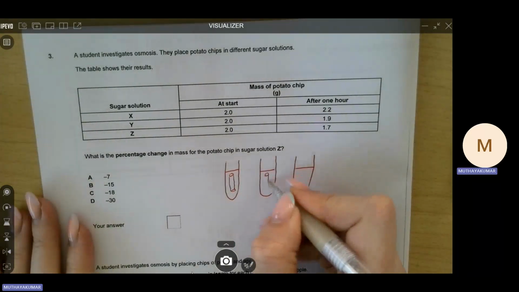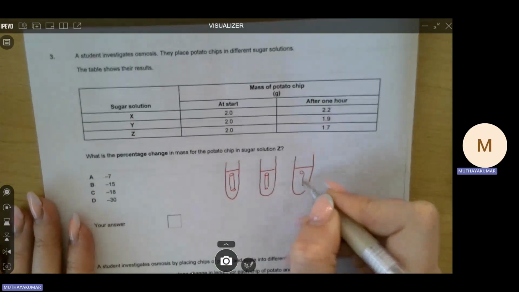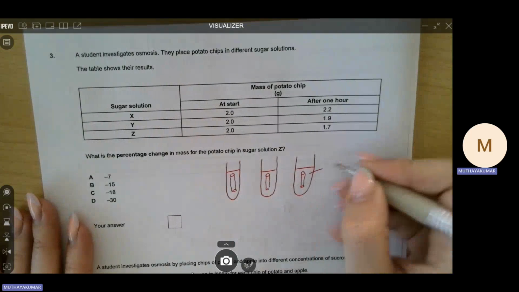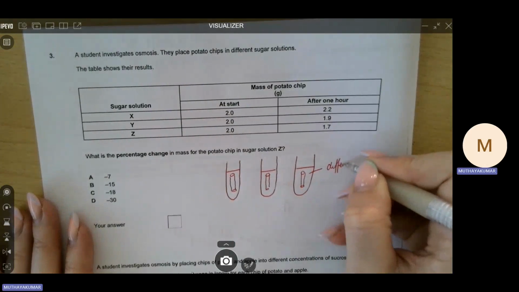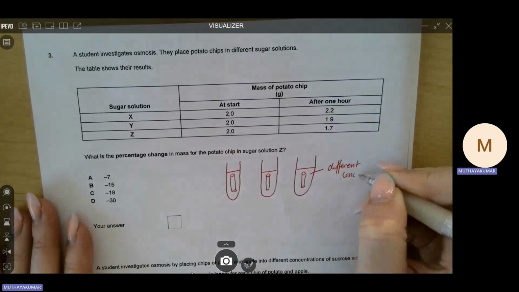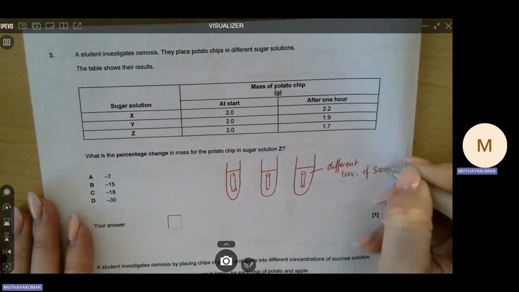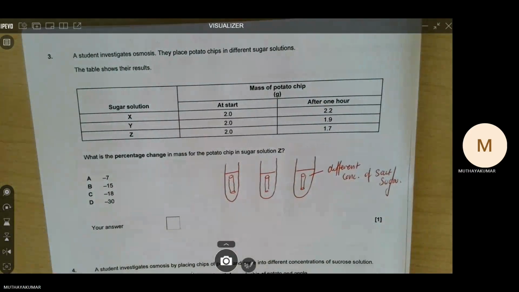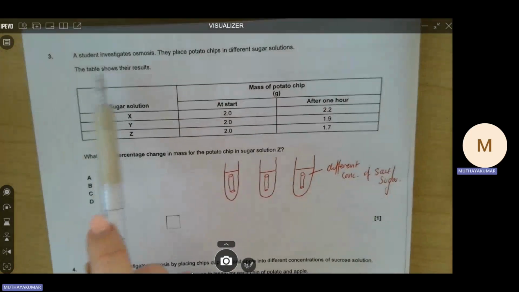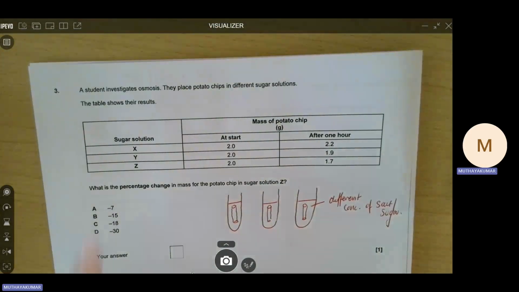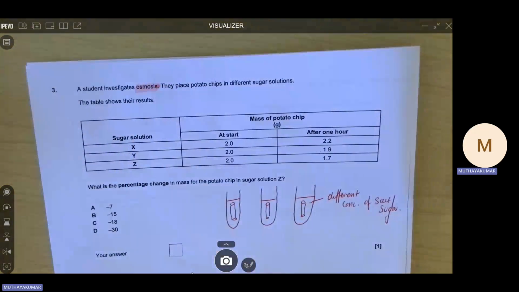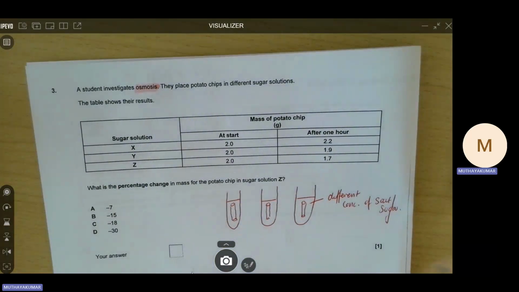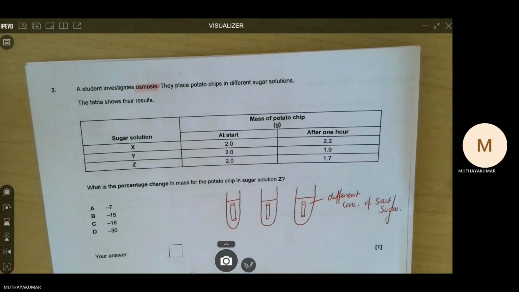And you place your samples of your potato. And we use a cork borer to make the samples the same size. Okay, and your solutions have got different concentrations of either salt or sugar, depending on the question. Okay, so it says the student investigates osmosis. All right, so if you remember your osmosis, that's water moving in or out of a plant through a semi-permeable membrane down the water concentration gradient.